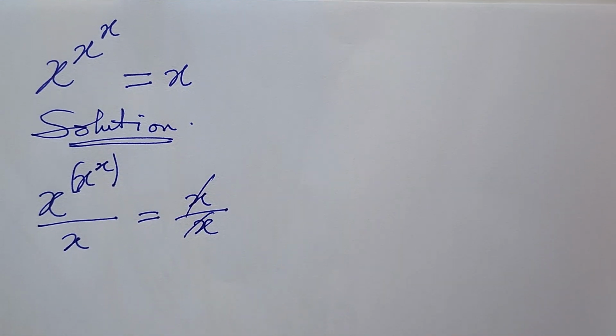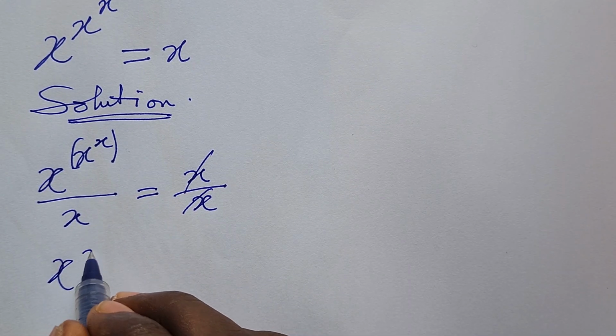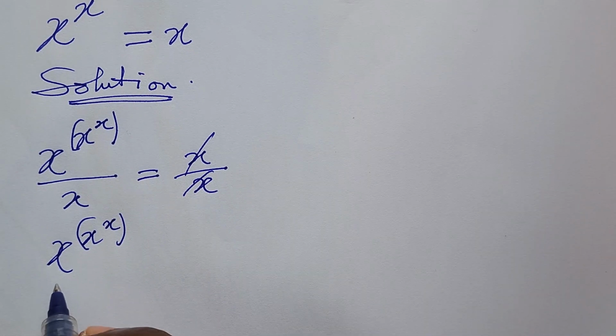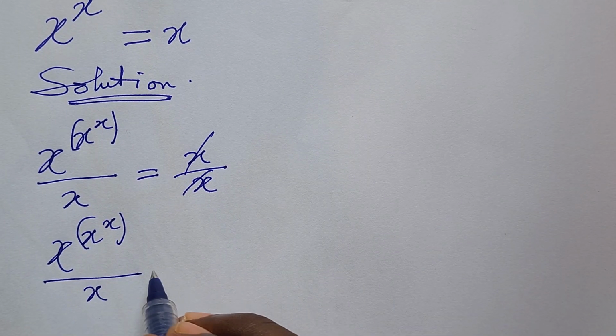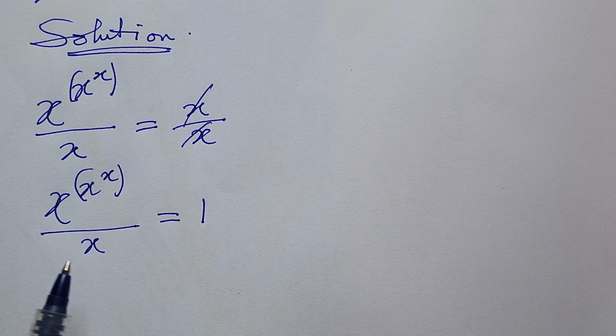This leaves the system, right? So we're now left with x to the power of x to the power of x, let's put this in bracket, okay? All over x is equal to 1. So what we do here is this.